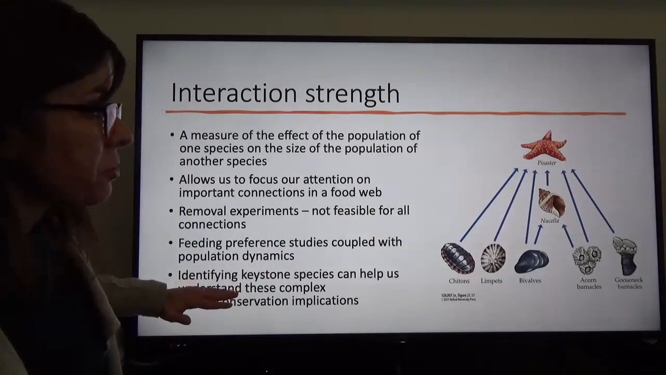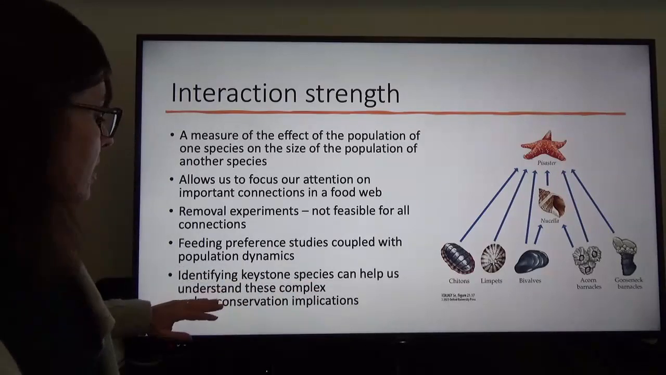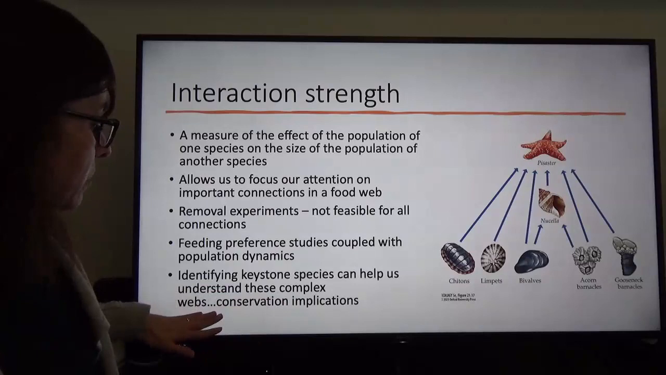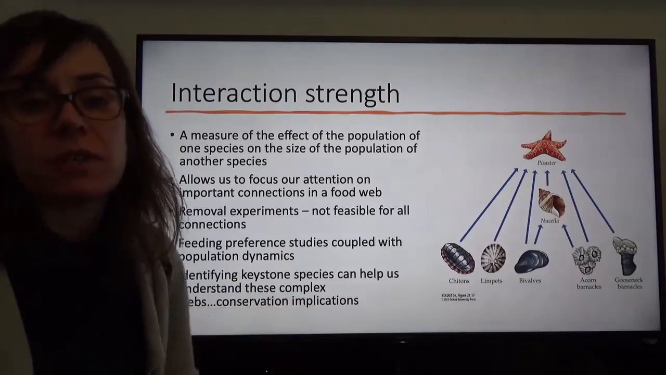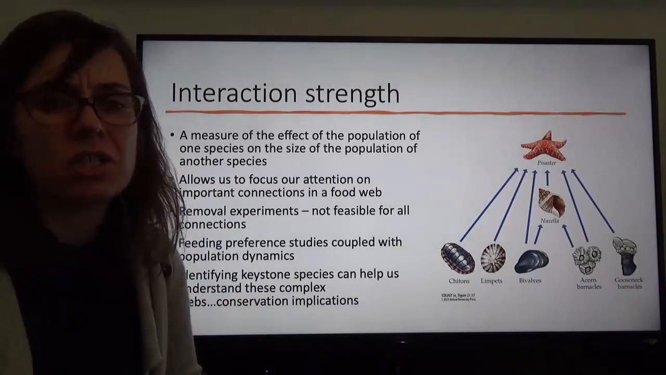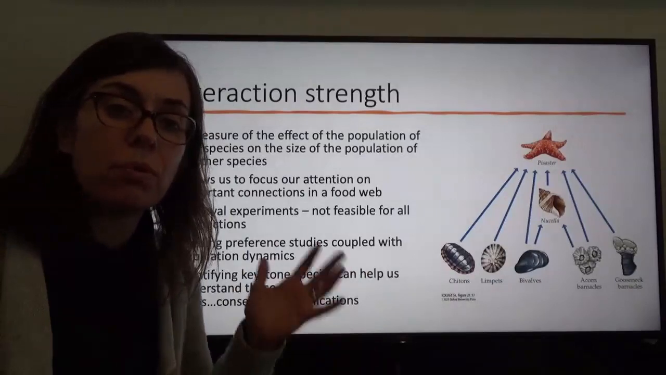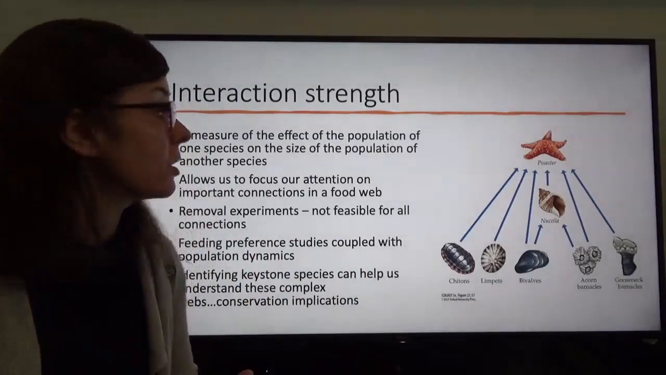By identifying these really critical links or keystone species, which we learned about in our last lecture, this can help us understand those complex webs with big conservation implications, okay? So we can then start to identify what are the critical linkages within these food webs that if they're removed, that whole food web or portions of it are going to fall apart.